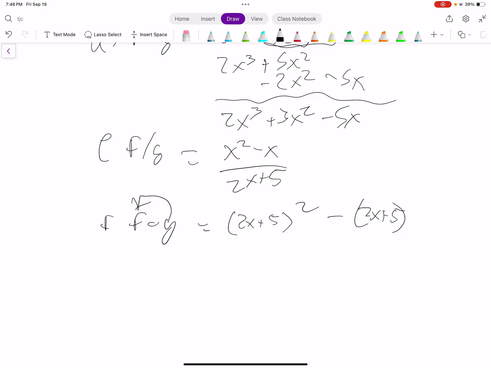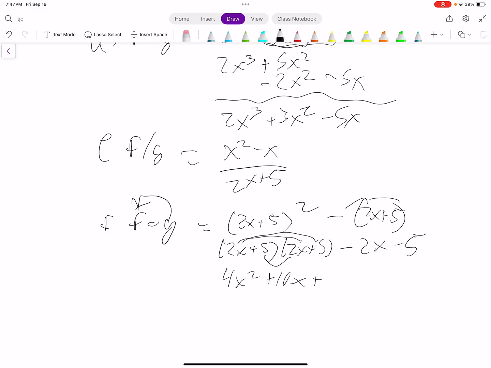Then I'm going to FOIL it out. So this becomes 2x plus 5 times 2x plus 5. This just distributes the negative. Here, 2x times 2x is 4x squared. 2x times 5 is 10x. 5 times 2x is another 10x. And then 5 times 5 is 25. And we still have minus 2x minus 5. Okay. Now we combine like terms.